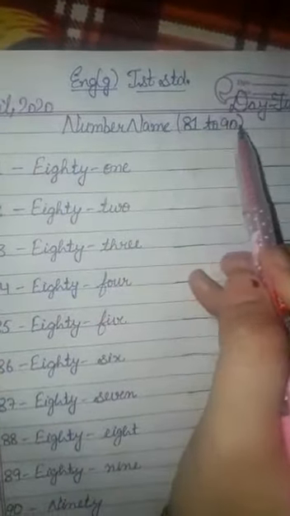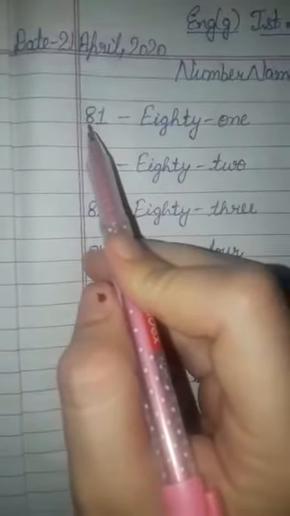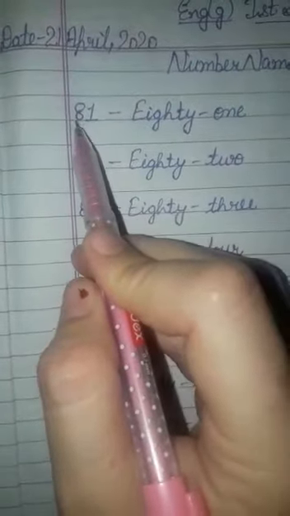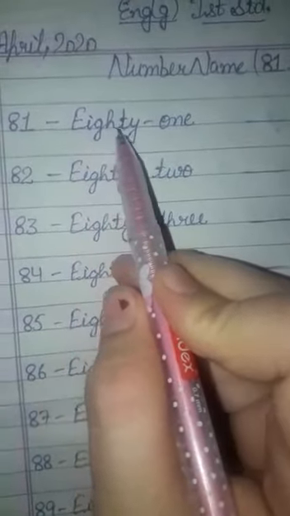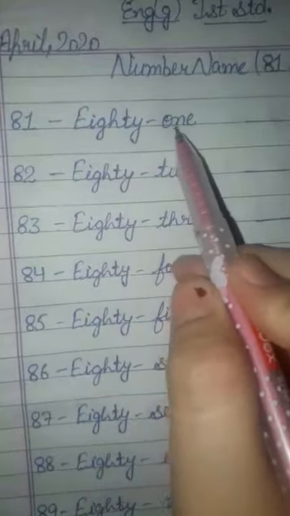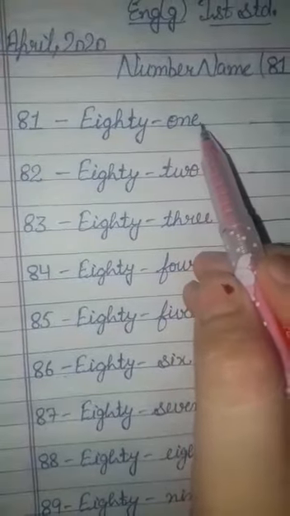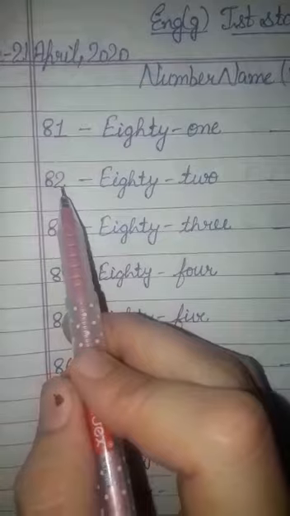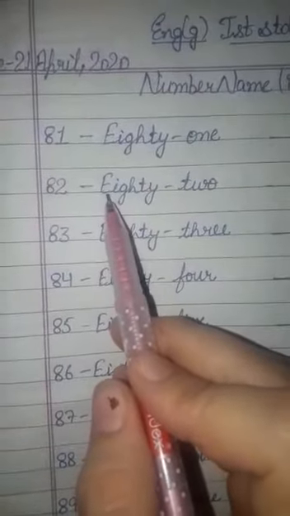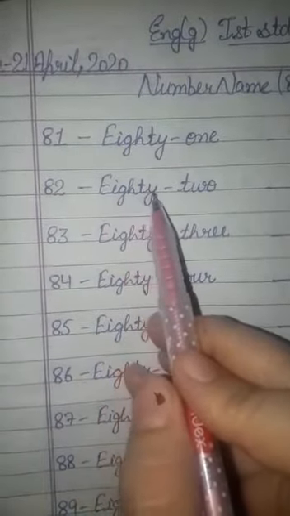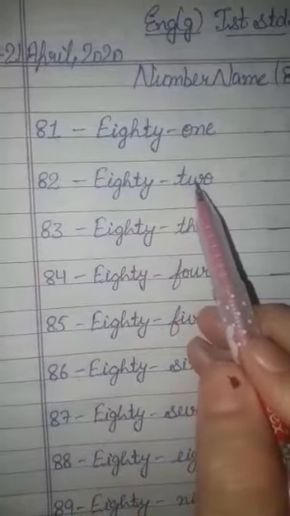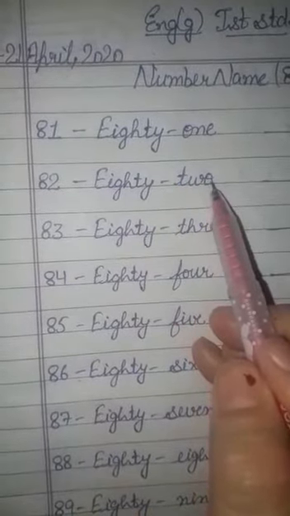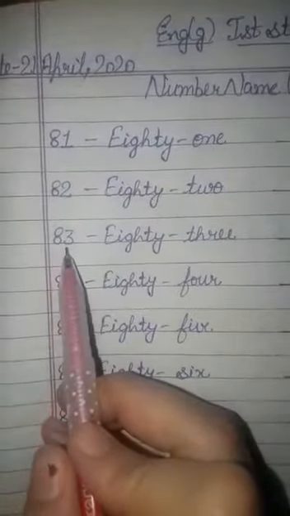Now we do English number names 81 to 90. What is this? 81. What is this? 81. How to write 81? EIGHTY, 80, ONE, 81. 81 after 82. What is this? 82. How to write? EIGHTY, 80, TWO, 82. 82 after 83.